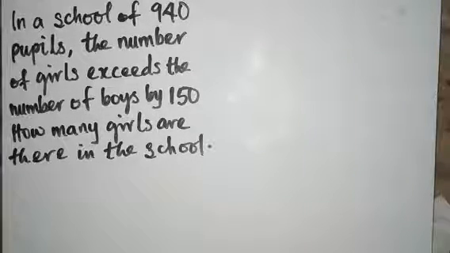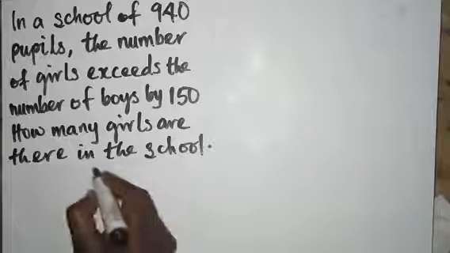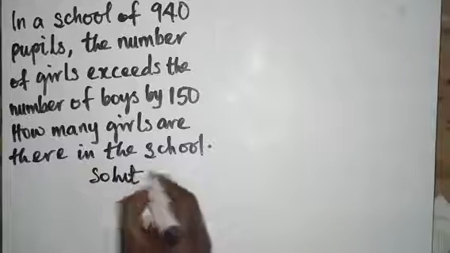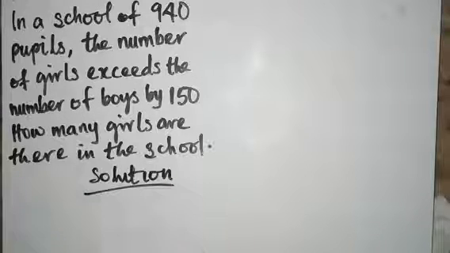In a school of 940 pupils, the number of girls exceeds the number of boys by 150. How many girls are there in the school? So a question like this, one thing you are supposed to know is this: the girls are a certain number more than the number of boys. So the base number becomes that of the boys. So you have to use the boys' number as a yardstick.